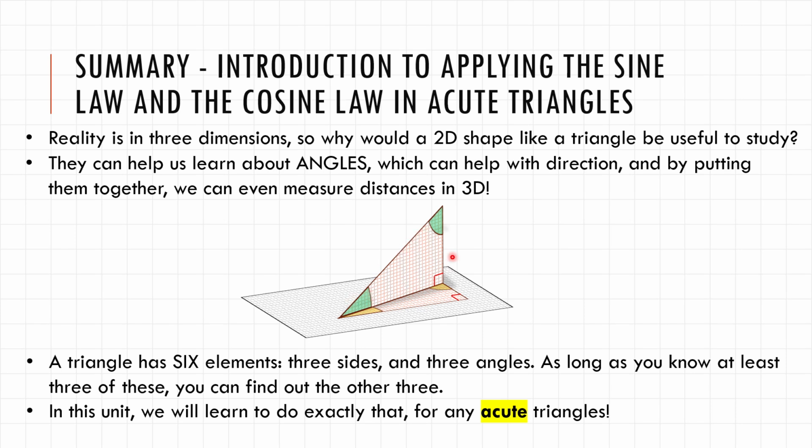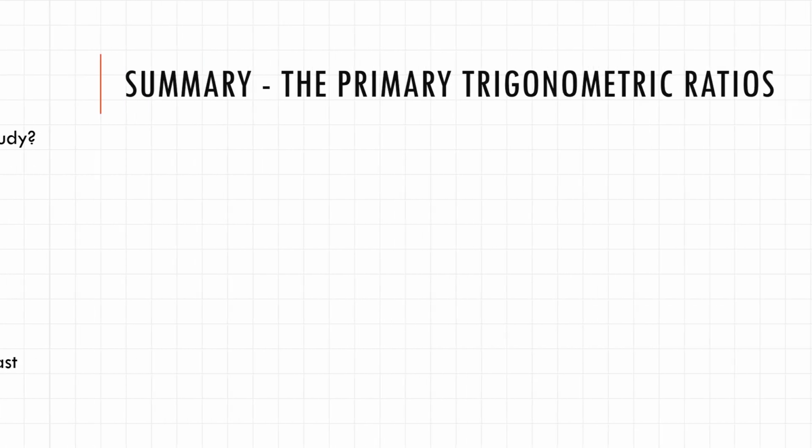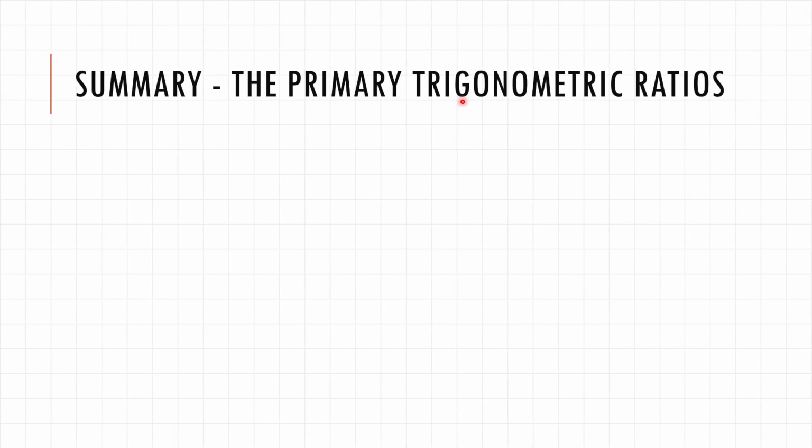To start off, it's important to recognize that a triangle has only six elements, six different pieces of it, three sides and three angles. Those are the only six quantifiable parts of a triangle. In this unit, we learned that if you know three out of these six elements, you can find out all of the other three, and we learned how to do that for acute triangles. Start off by looking at right triangles first of all.